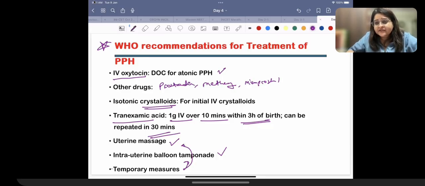Why is it called obstetric hysterectomy? Because you're doing it in the setting of obstetrics. Normally, we do hysterectomy for gynae causes. Now, very rarely we have to resort to doing an obstetric hysterectomy. That's why it's called an obstetric hysterectomy.